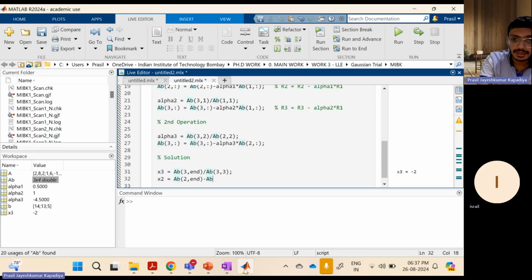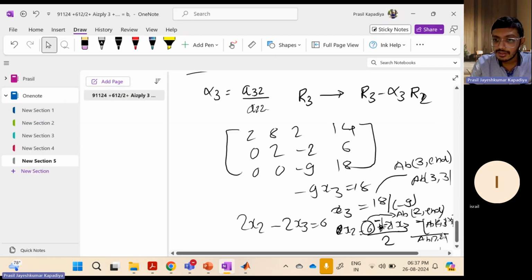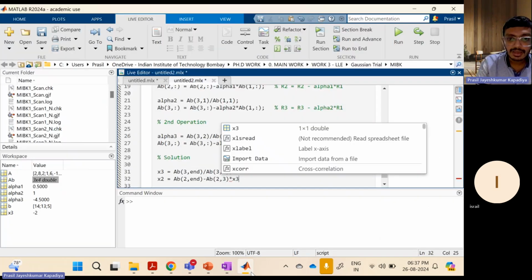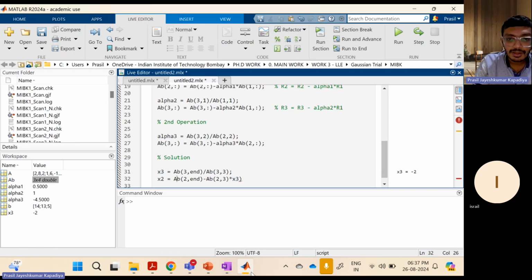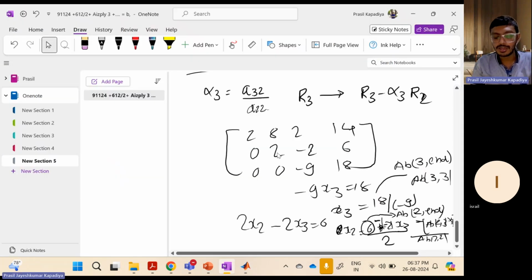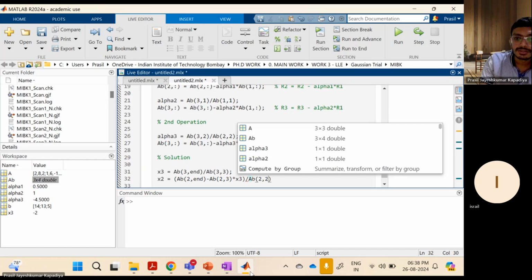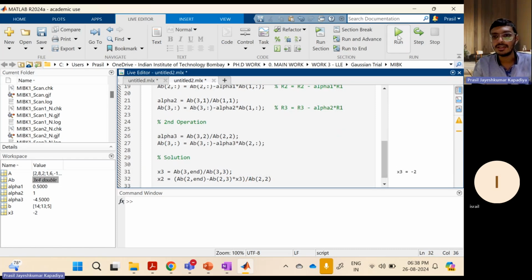minus augmented matrix from here. This is my minus 2, second row third element, and that is multiplied with x3, and this whole term is divided by 2, that is augmented matrix second row second element. So this should give me x2. Let's see what we are getting for x2. So I'm getting x2 is equal to 1. This is what we should get.